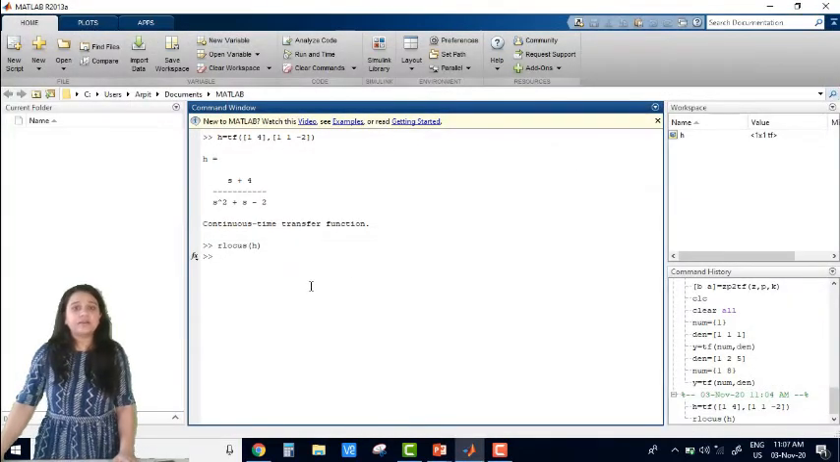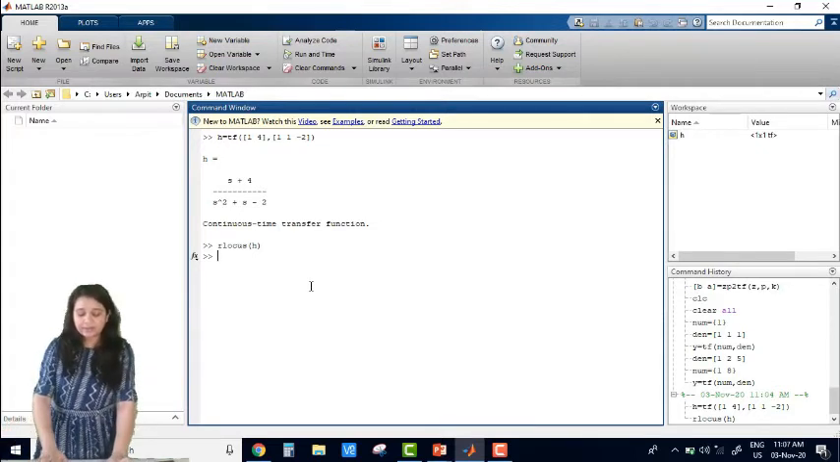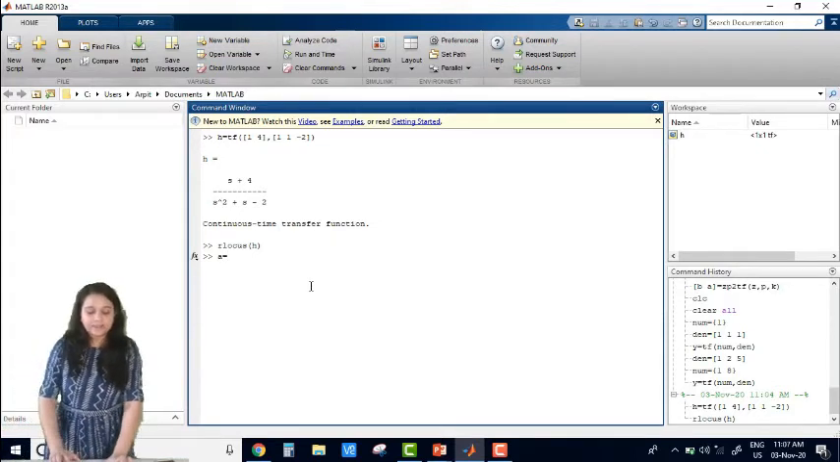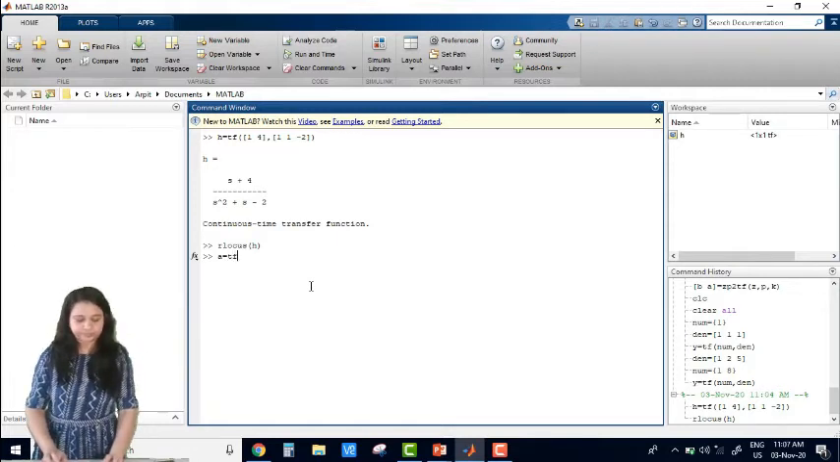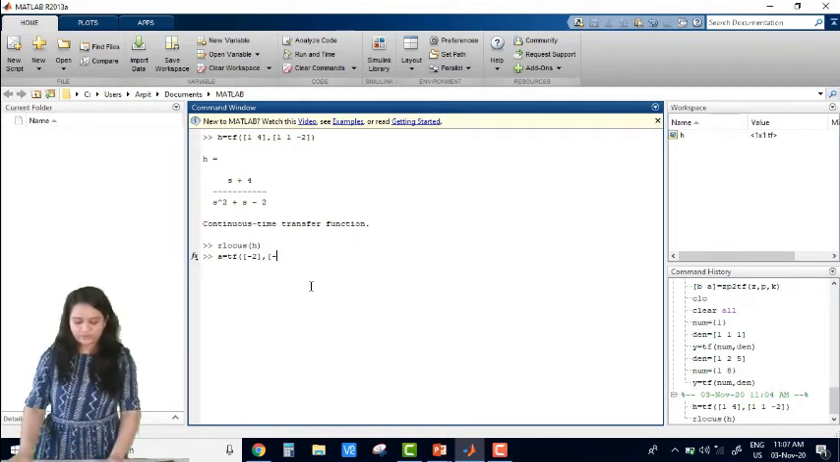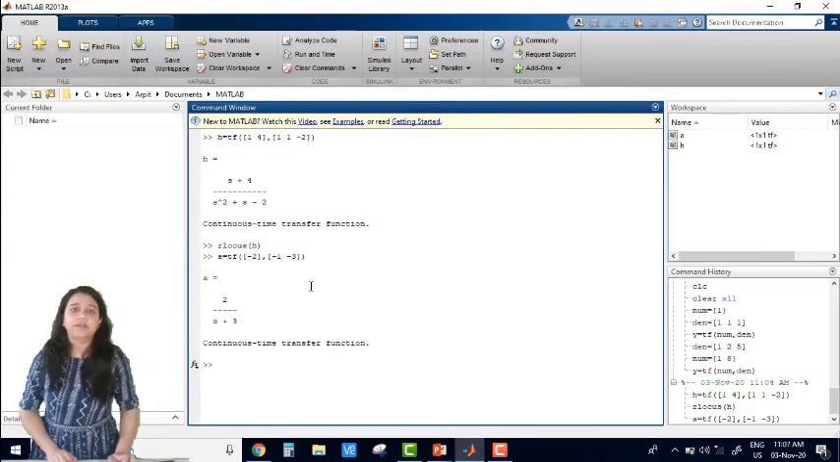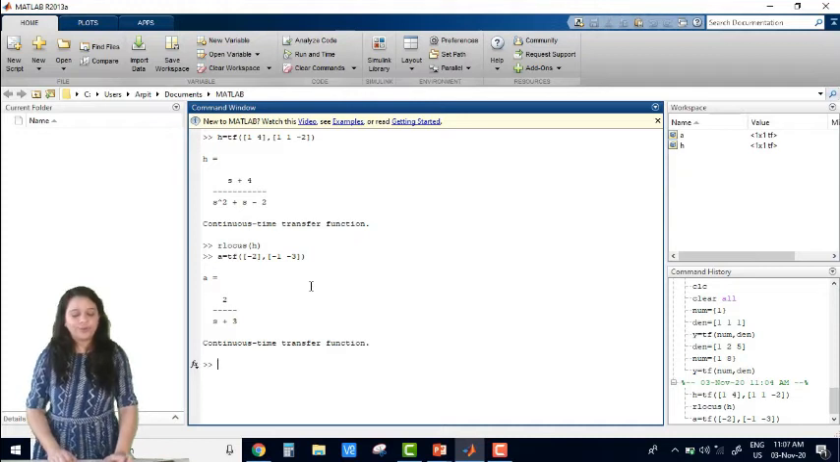Okay, now the next practical is to find the Bode plot of this particular transfer function. The transfer function is A, equal to tf in the small bracket, minus 2, this is the coefficient of the numerator, and the coefficient of the denominator is minus 1, minus 3, bracket complete. So this is the transfer function of the system, 2 upon s plus 3. Now we have to find the Bode plot of the system.